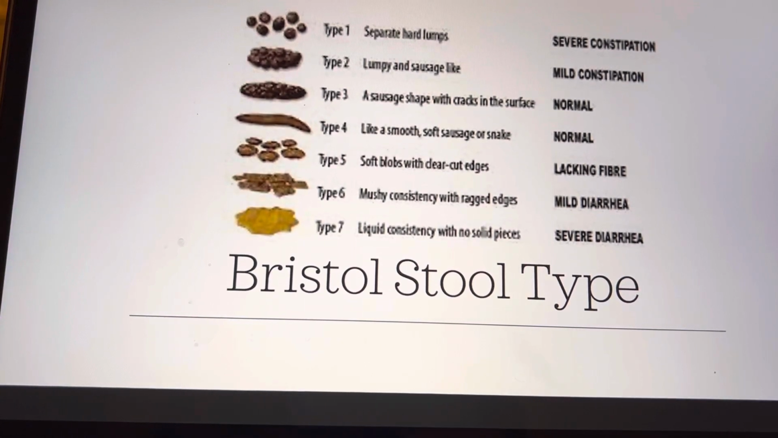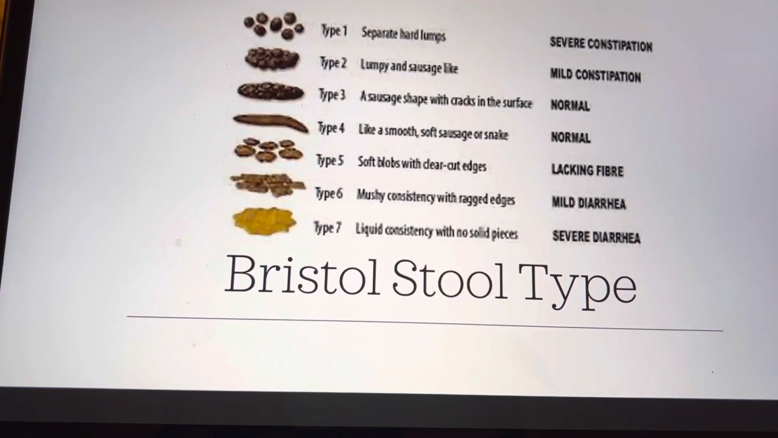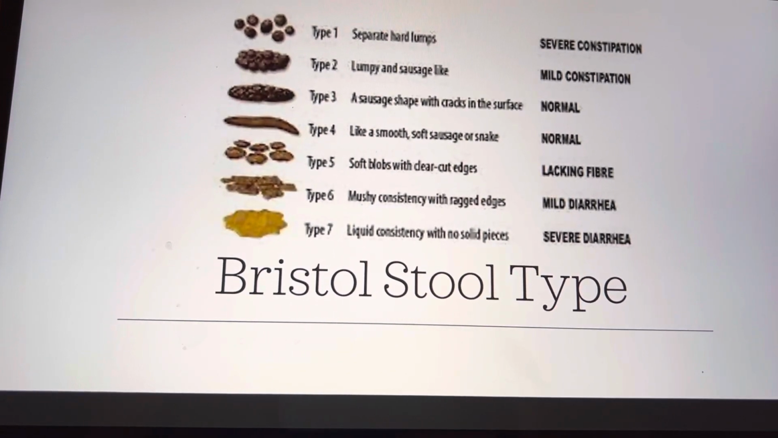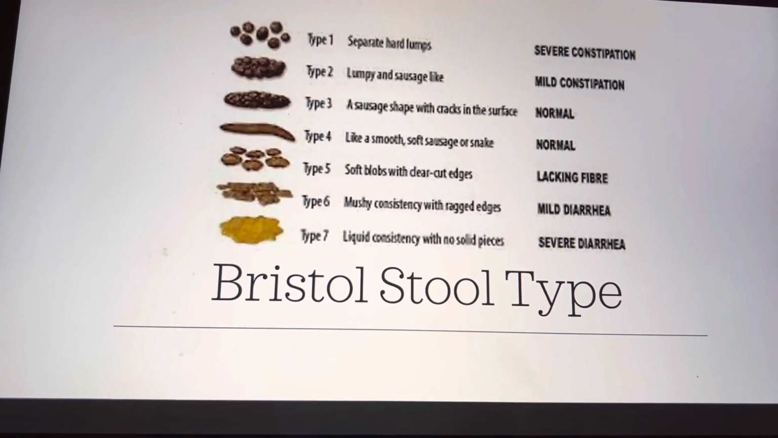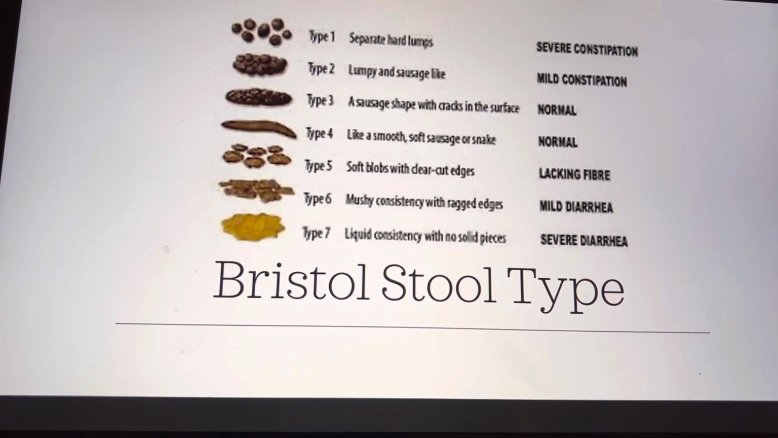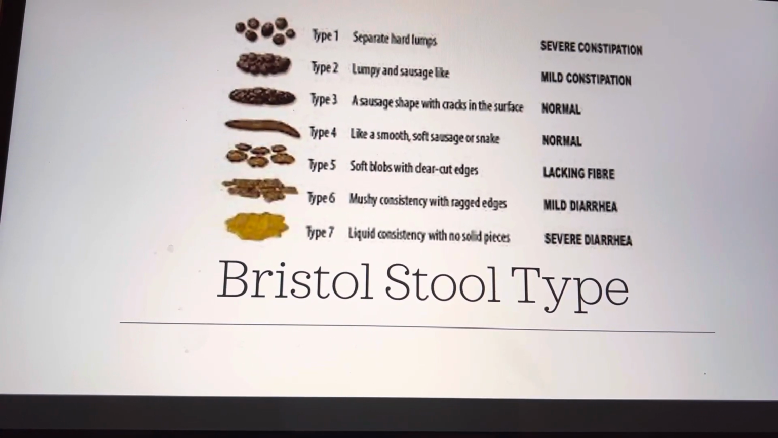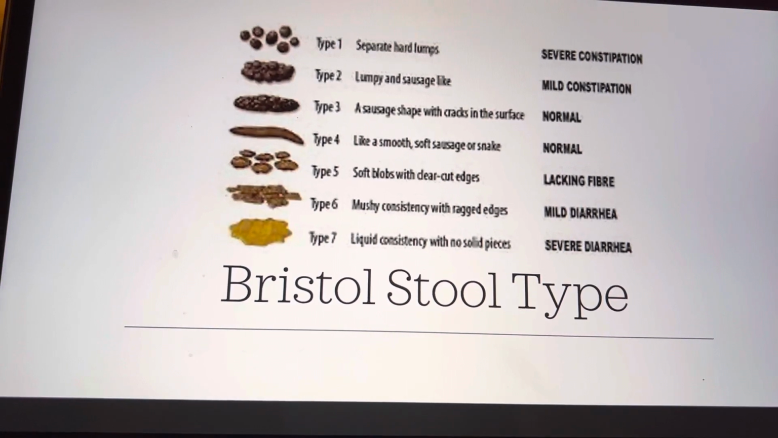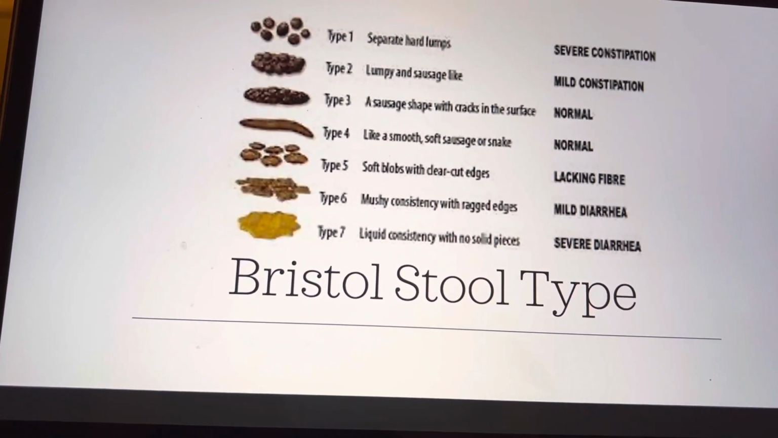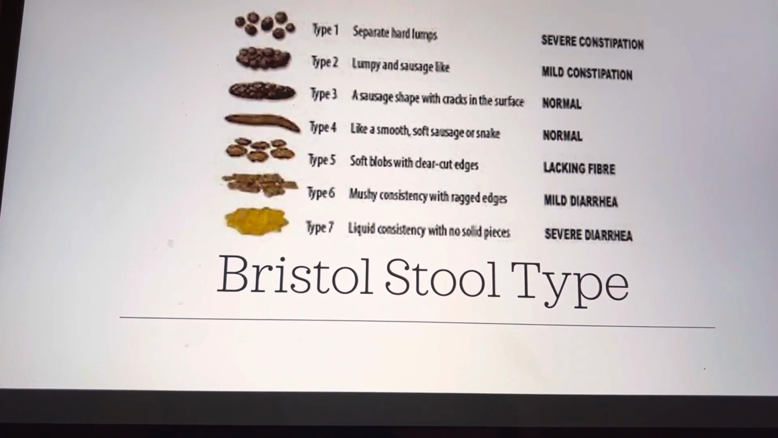IBS with predominant constipation: more than 1/4 of bowel movements are Bristol stool type 1 or 2. Patients report abnormal bowel movements, usually constipation. IBS with predominant diarrhea: more than 1/4 of the bowel movements are Bristol stool type 6 and 7. And then IBS with mixed bowel habits: more than 1/4 of the stools alternating from type 1 and type 2 to type 6 and 7, or they can have both of these.